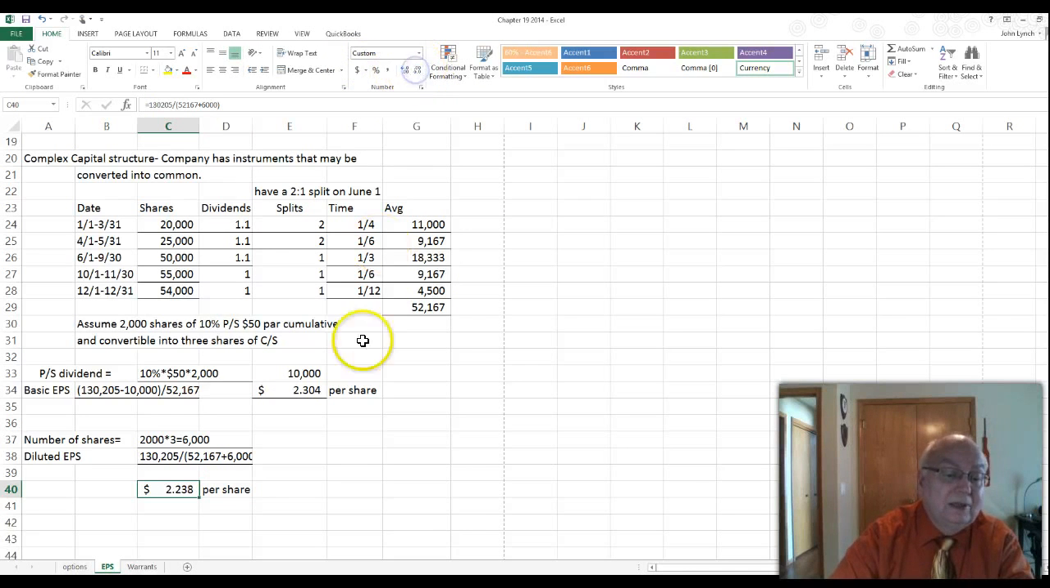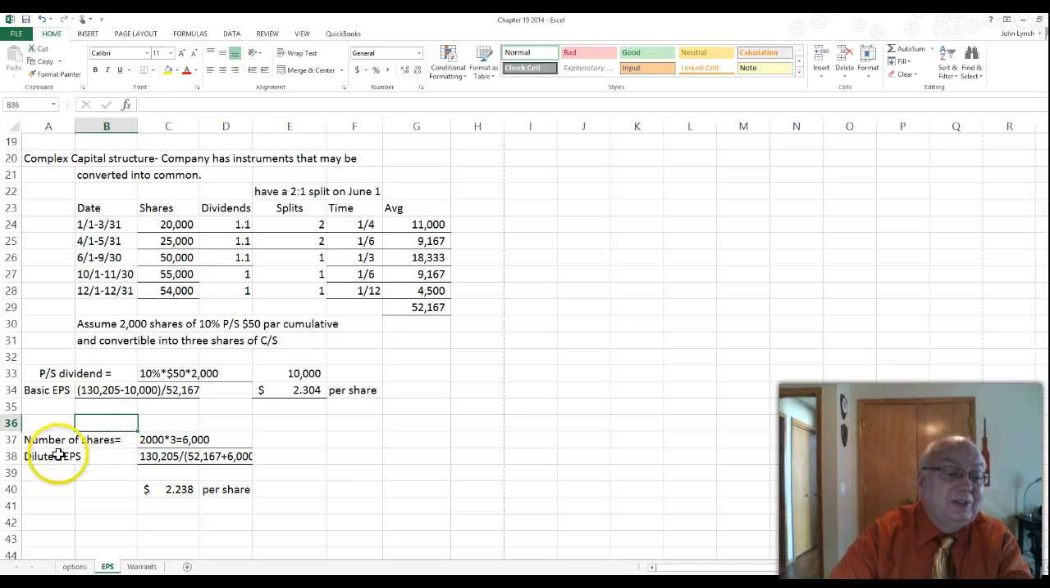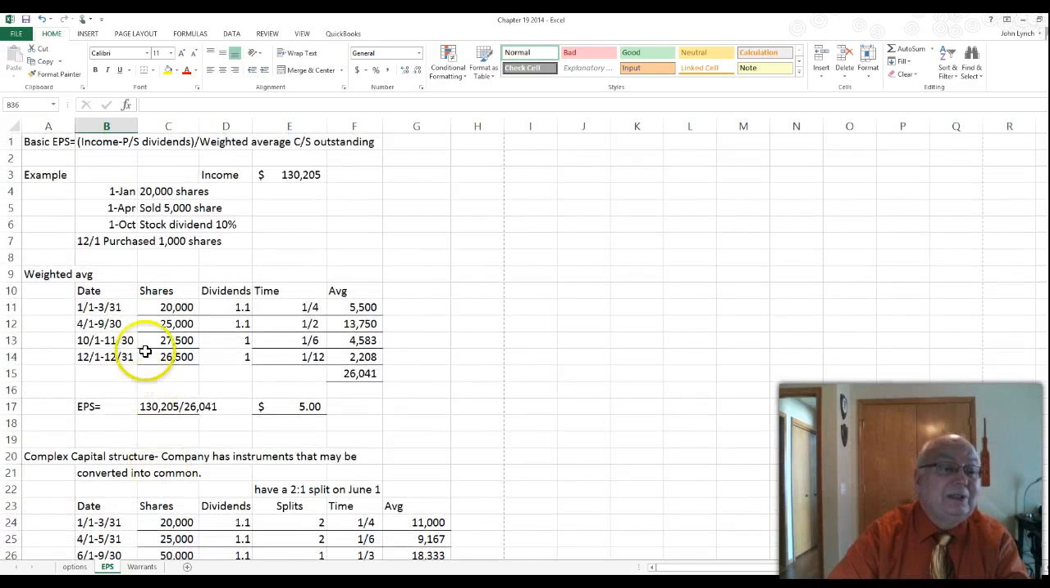So that gives you $2.238 per share, and that is your diluted earnings per share. So your basic is $2.304. Your diluted earnings per share would be $2.238 per share. Okay, that is your earnings per share, and I hope that helps. So we'll see what happens.